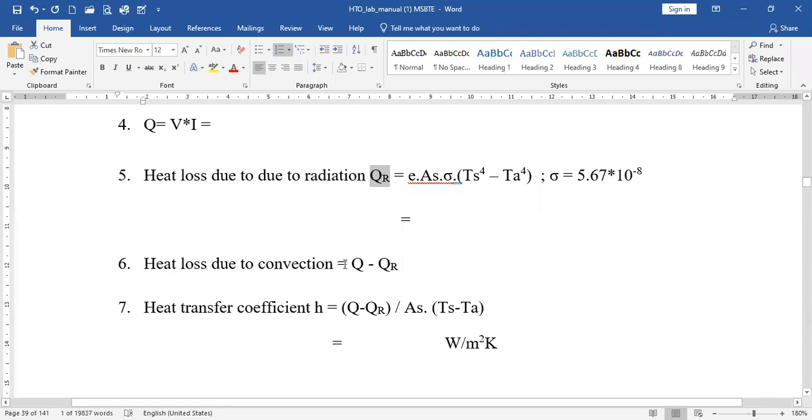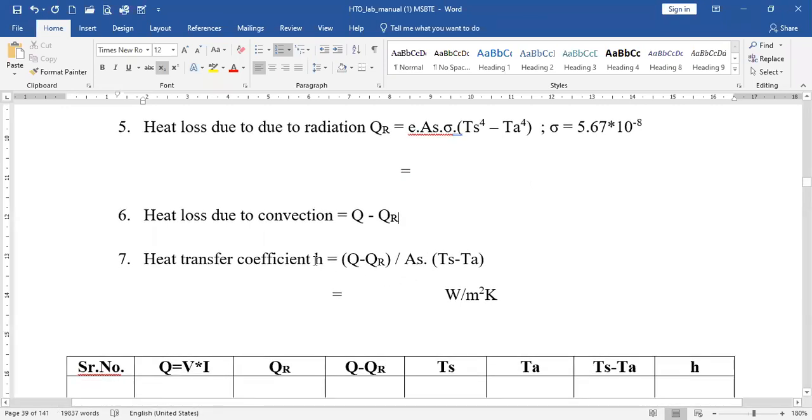So the heat loss due to convection can be calculated with the help of this difference, that is Q minus QR, because Q is the heat supplied by us with the help of electricity, and QR is the heat losses due to radiations. So remaining Q, that is rate of heat loss, is nothing but the convection, right? So we can calculate this h, which is our main objective.